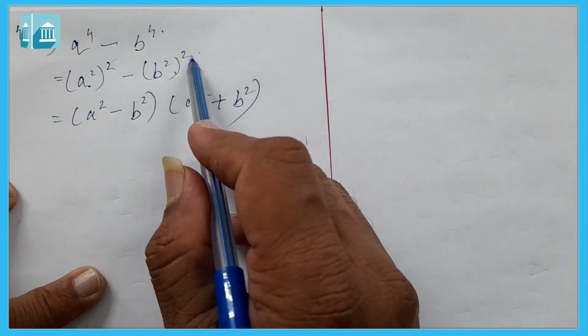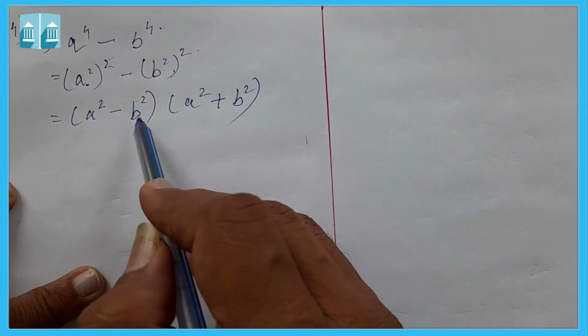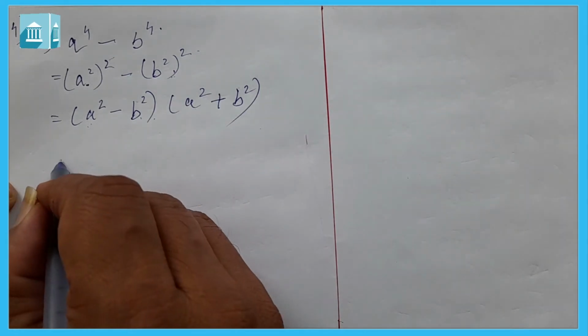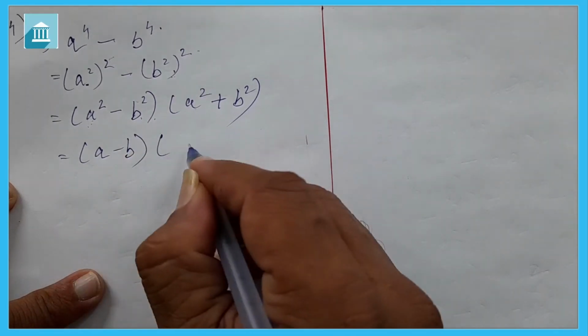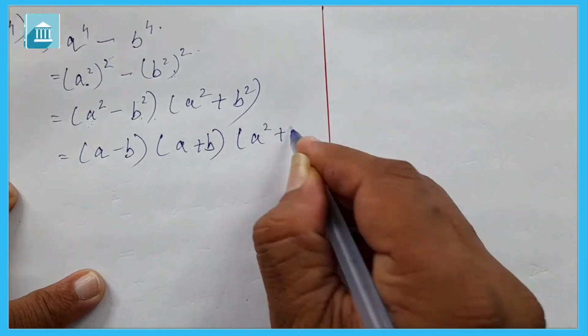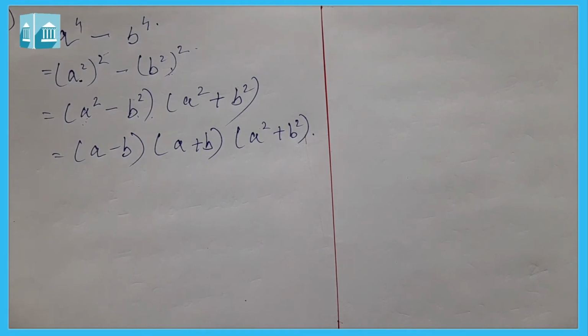A square minus b square. Here a square is a square and b is b square. So a square minus b square, a plus b is a square plus b square. Now again a square minus b square, we can simplify it as (a minus b) into (a plus b), and this will be as it is a square plus b square. So the answer for a to the power 4 minus b to the power 4 is (a minus b) into (a plus b) into (a square plus b square).